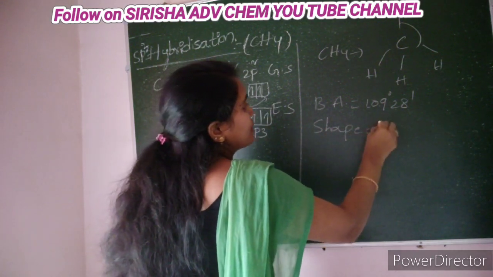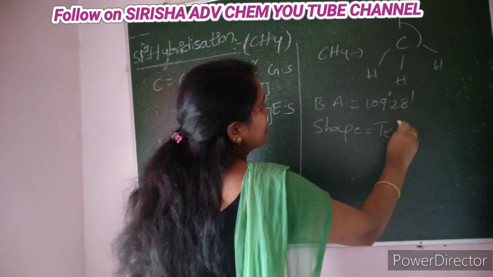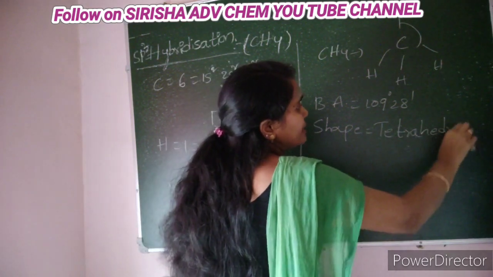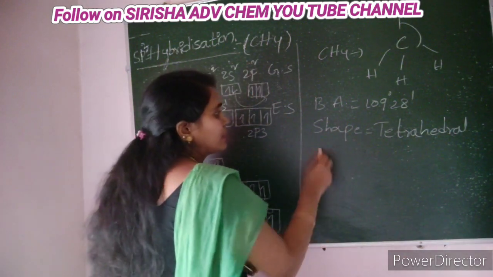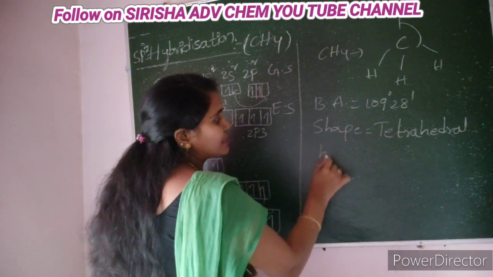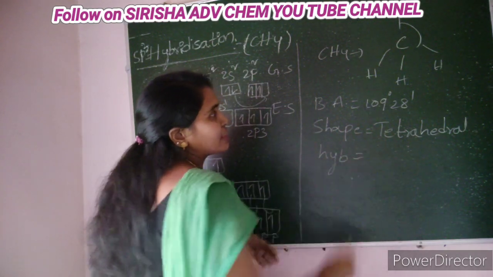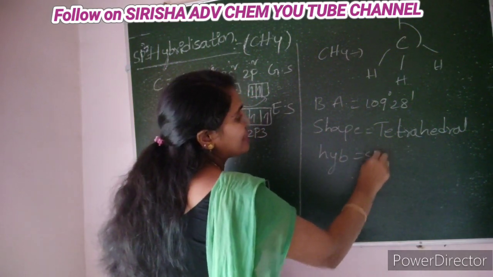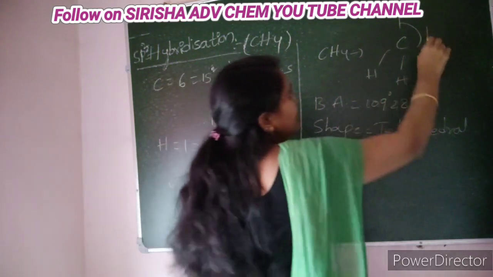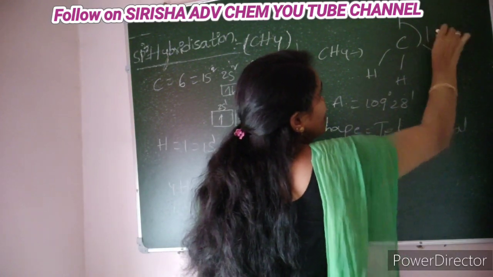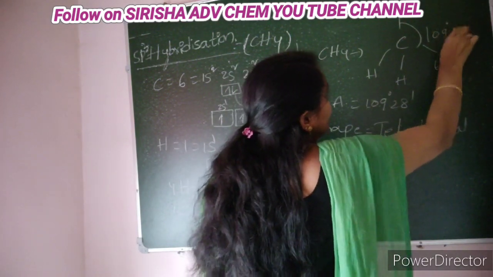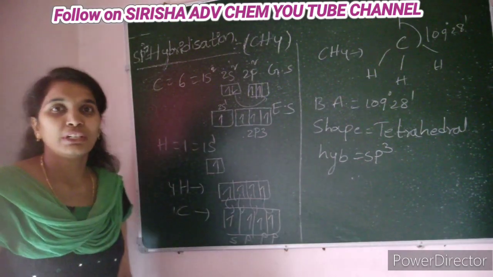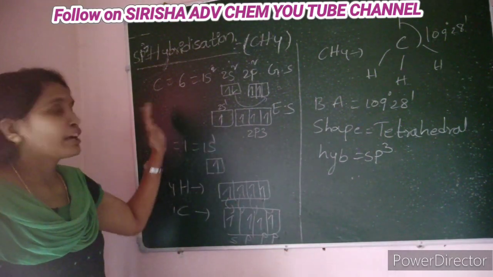So what is the shape here? Tetrahedral. Then what is the hybridization here? Here what is the hybridization, children? sp3. Good. Here the bond angle is 109 degrees 28 minutes. This is about the general procedure for learning hybridization.